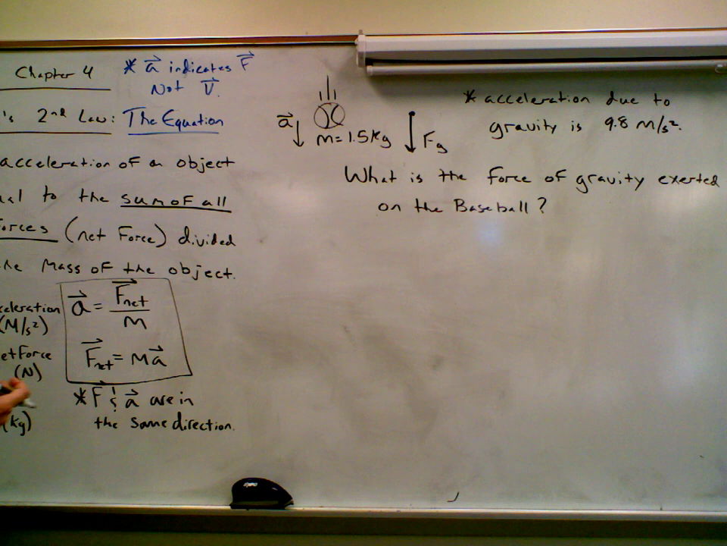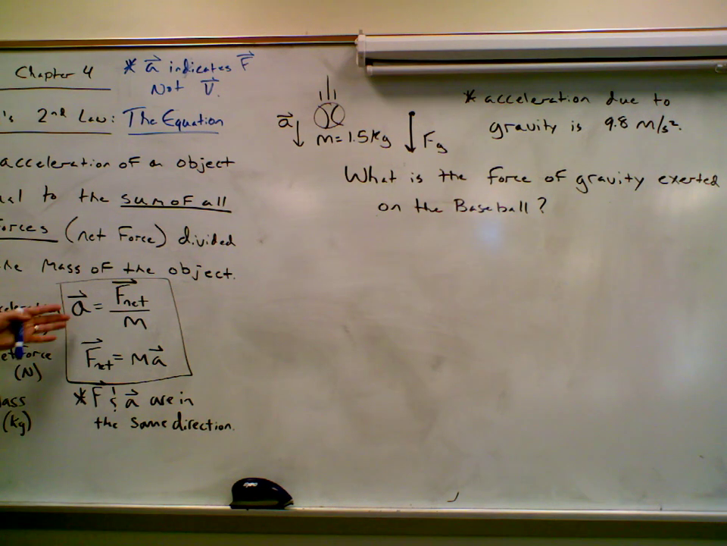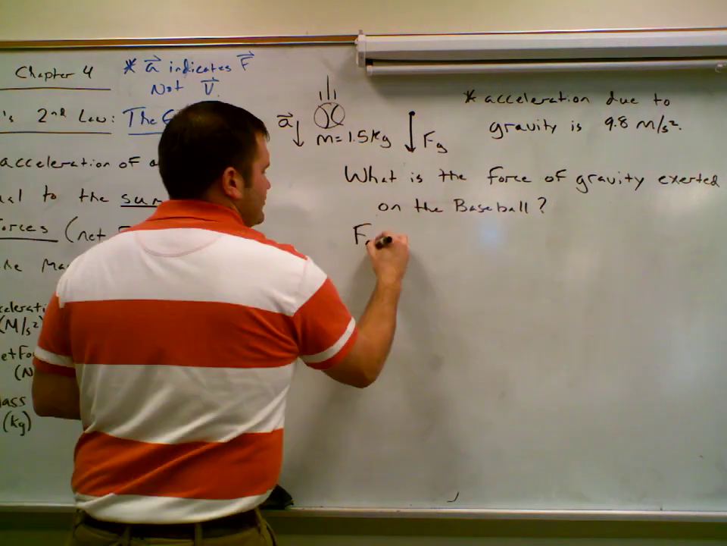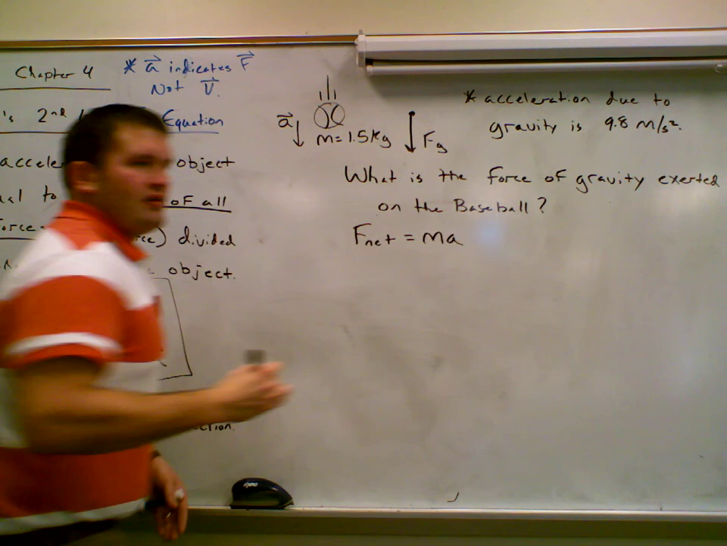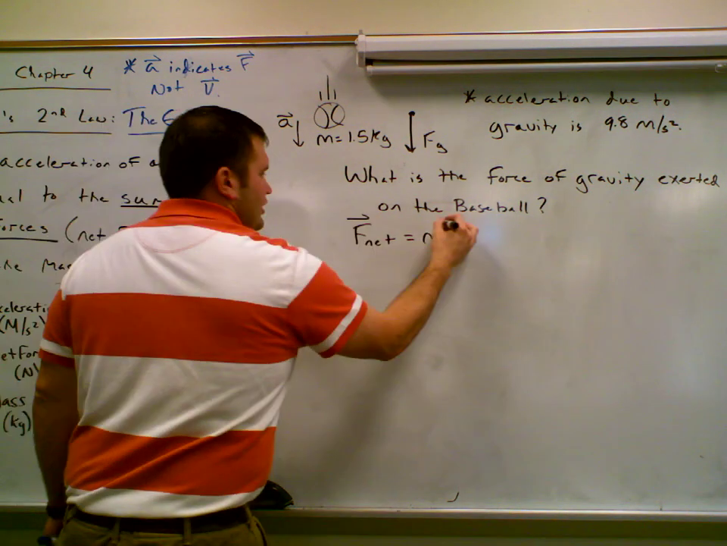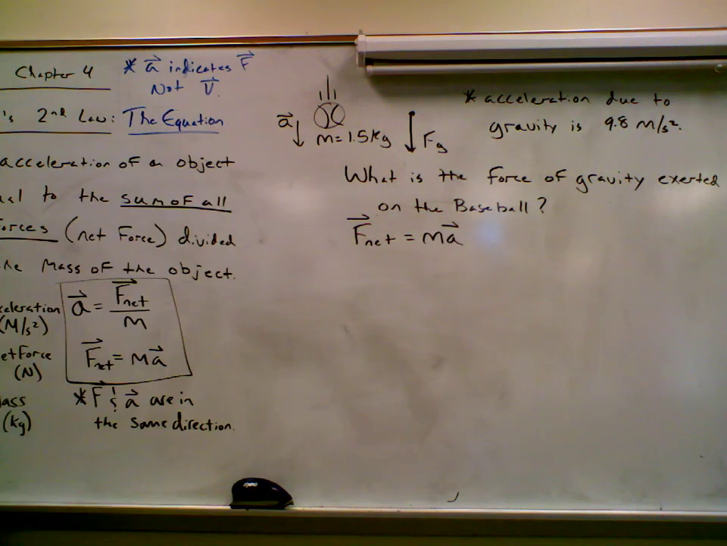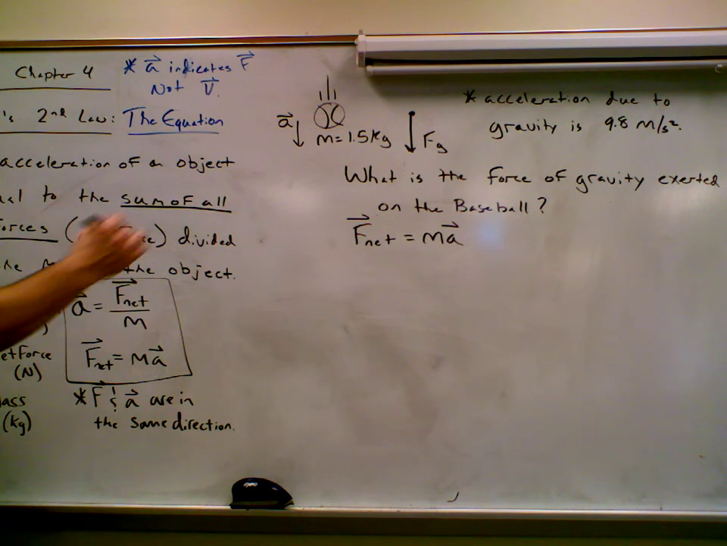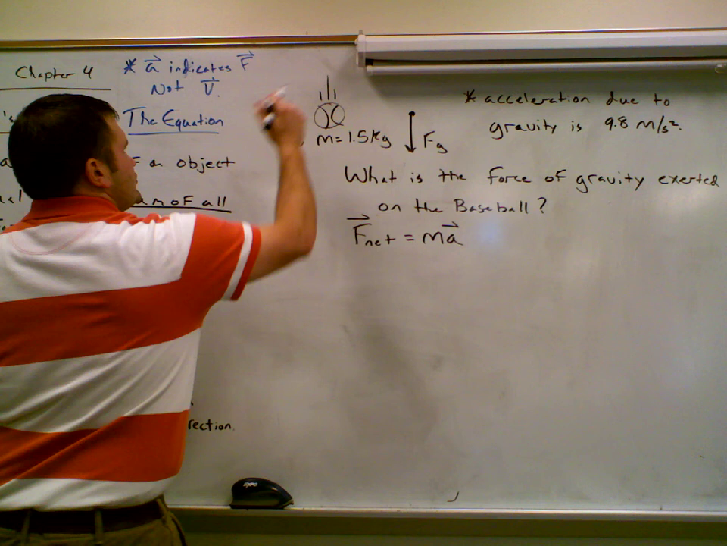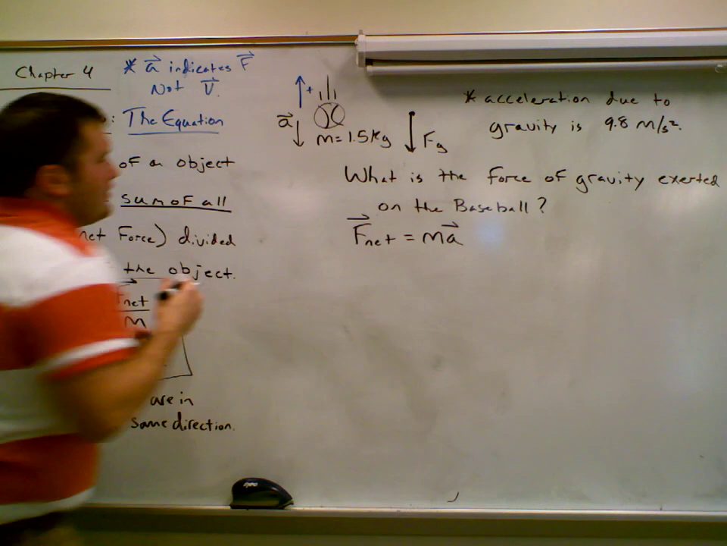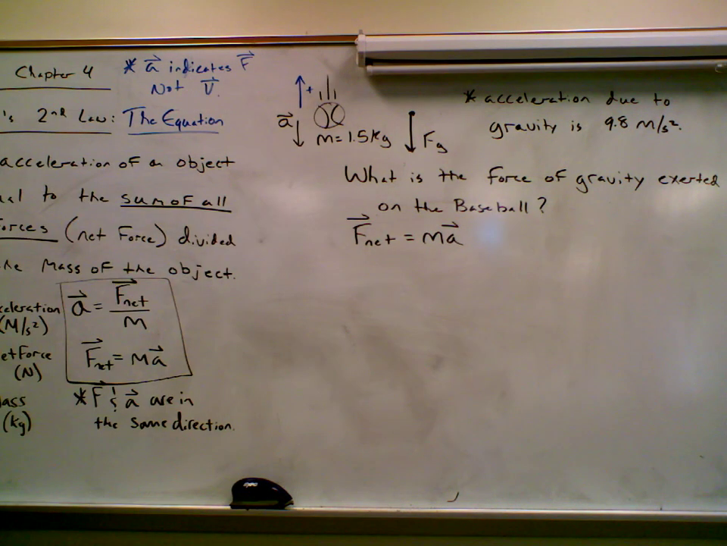Okay. So, if I want to figure out the force of gravity acting on the baseball, I need to look at Newton's second law. Okay. It tells me that F net equals ma. Right? F net equals mass times acceleration. Okay. Now, which way do you guys want to call it positive? Up. Okay, we can call it positive. So I'll draw it in blue so it sticks out. So up is going to be the positive direction.